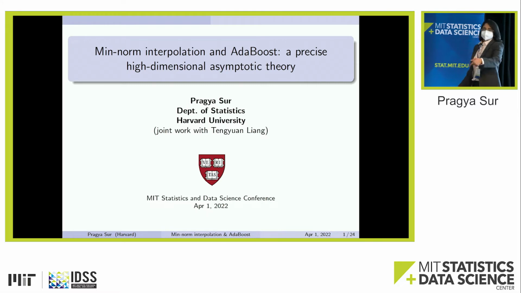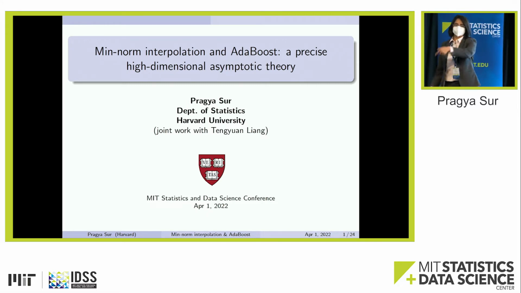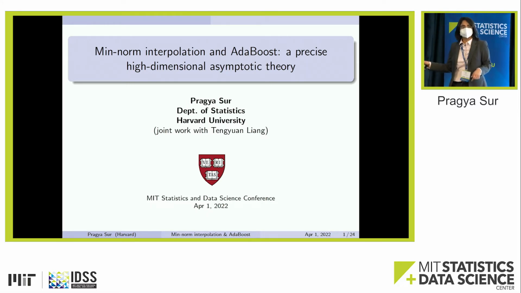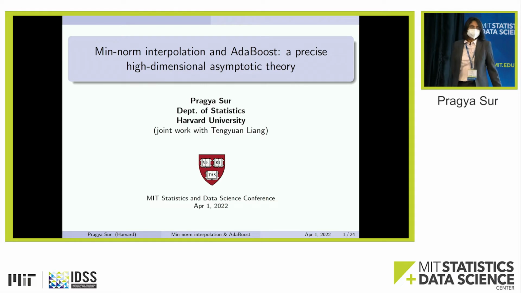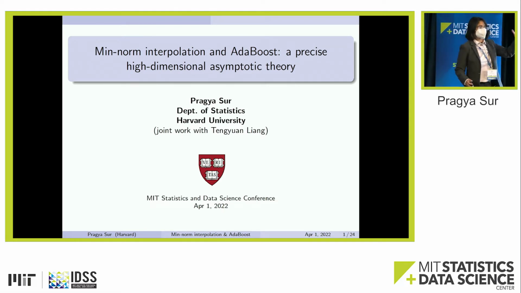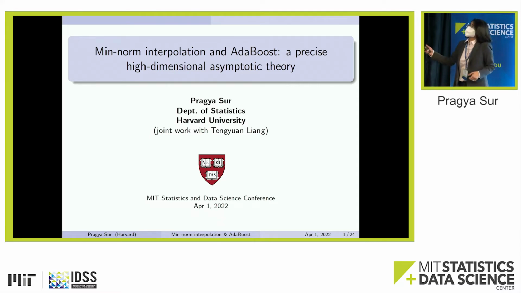But together with that, new hot stuff in town, I'll actually talk about AdaBoost, which is a more classical machine learning algorithm introduced in the mid-90s, and indeed a very celebrated ensemble learning algorithm. Now, there's a well-known connection between these two things, and we will take a high-dimensional statistics viewpoint on this connection and uncover some new phenomena about both the interpolators and AdaBoost.